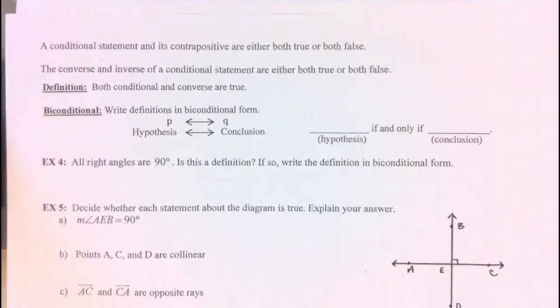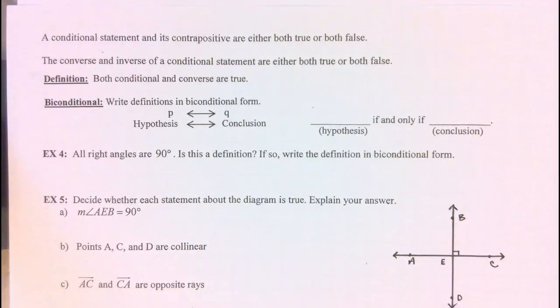All right, so here, case in point, I'm just illustrating what I just said. A conditional statement and its contrapositive are either both true or both false. The converse and inverse of a conditional statement are either both true or both false as well. All right, moving on.